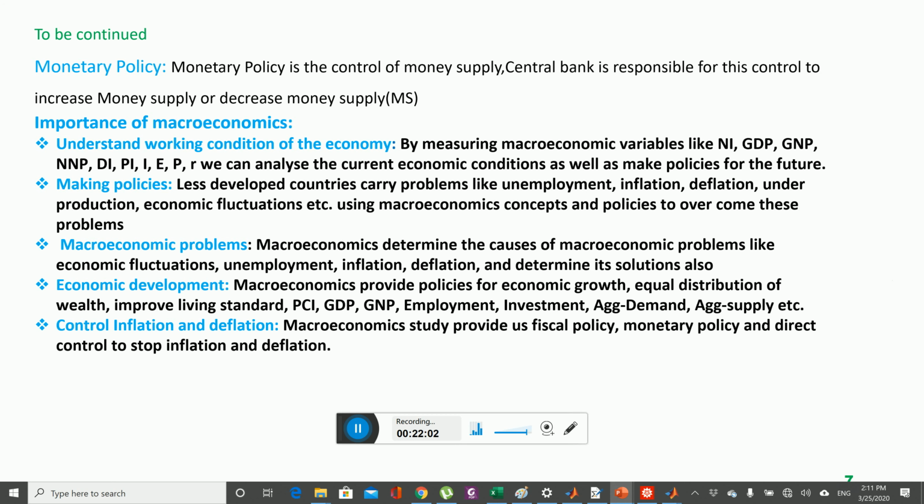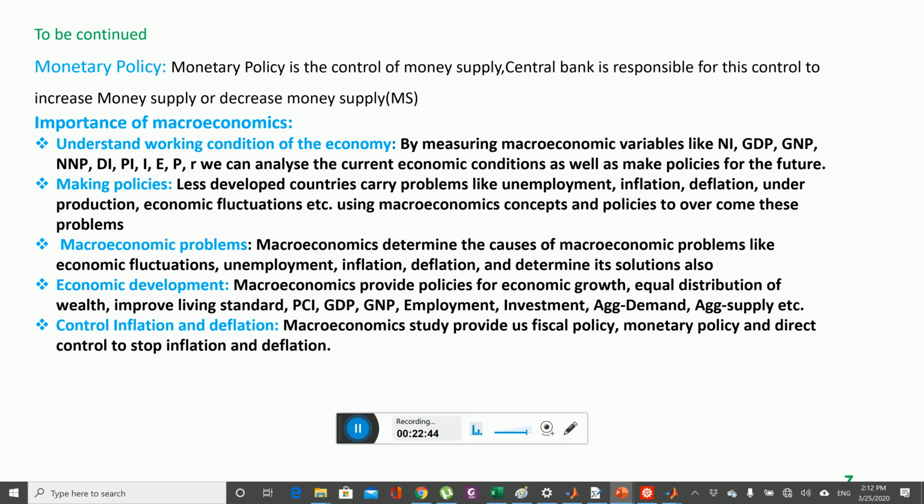So macroeconomics identifies that the reason for unemployment is lack of demand, and gives you the solution also: increase aggregate demand. How to increase aggregate demand? Increase investment, or use fiscal policy, increase government spending, decrease tax rates, increase transfer payments, or increase the money supply. So first determine the problem, that this is the reason, and then give the solution so that we can sort out this problem. We can increase the employment level and decrease the unemployment level using fiscal policy, monetary policy, or direct control. The next one: control inflation and deflation.